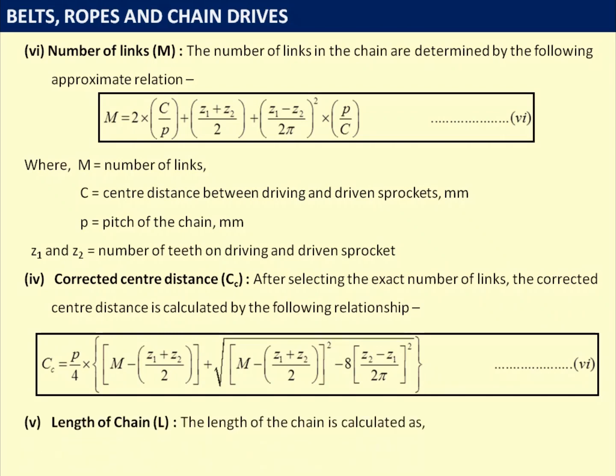And finally the length of chain, capital L. The length of the chain is calculated as number of links multiplied by pitch of the chain. So let us consider this as equation number 7.